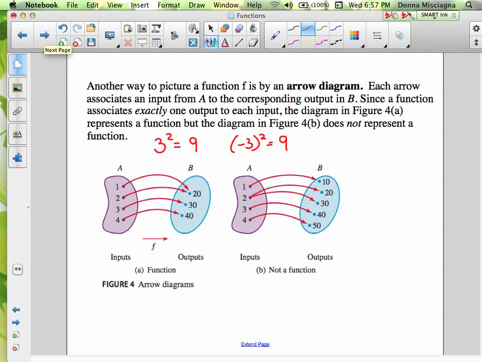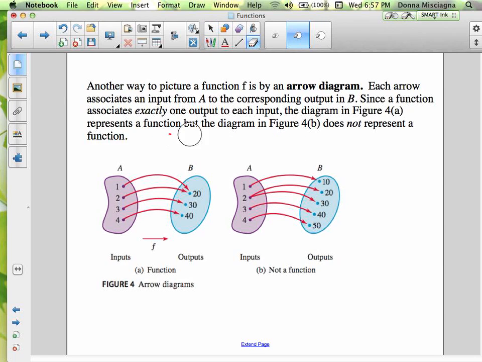And in our example below here, if I plug in 1, I know where to go, 20. If I plug in 2, I know where to go, 20. In the second example, if I plug in 2, I don't know where to go. It's either 20 or 30. All right, so B is not a function, but A is.